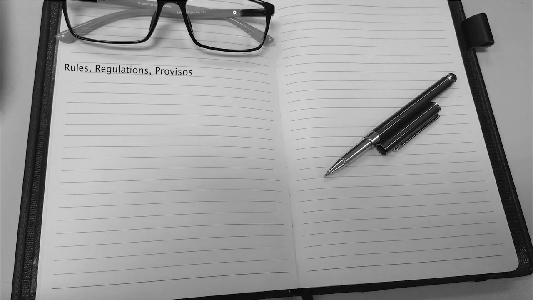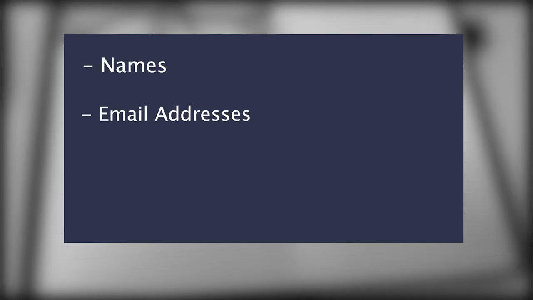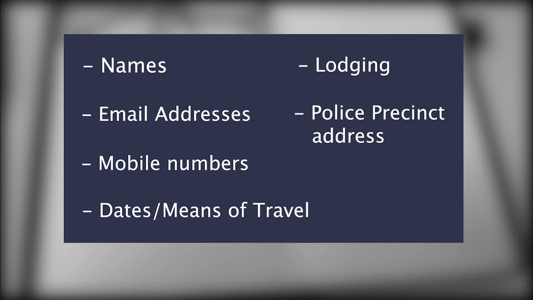Rules, regulations, provisos, and addendums. Itineraries and rosters must be forwarded to the Office of International Safety and Security no later than 2 weeks before departure. A convenient spreadsheet that you can use is available on the Office of International Safety and Security website. The rosters and itineraries must include the names, email addresses, and mobile telephone numbers of students, faculty, and staff, dates and means of travel both to and from and within the countries, all lodging including addresses and dates of occupancy, and the address of the police precinct covering each lodging. This is required not only for safety reasons, but also by the Clery Act. The university will be subjected to heavy fines if this is not provided.